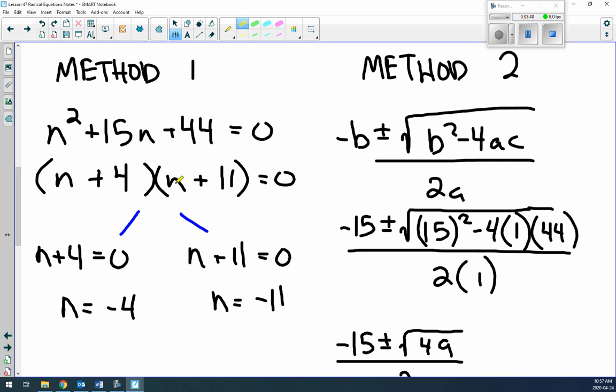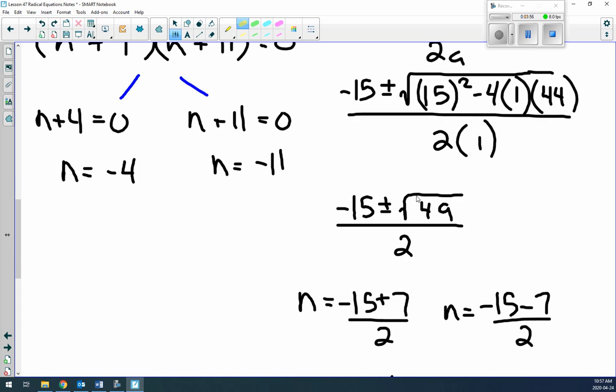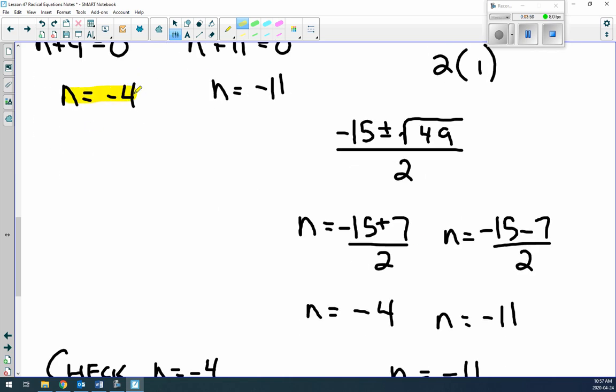Now, if you couldn't factor that, could you use the quadratic formula? That's what we do over on the right-hand side here. We use the quadratic formula, plug in everything. Do we get the same answers? Hey, look, n equals negative 4, n equals negative 11. You get the same answers.